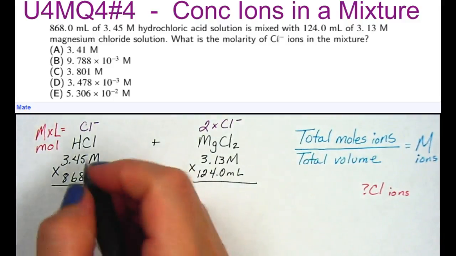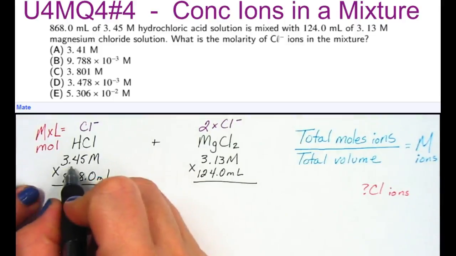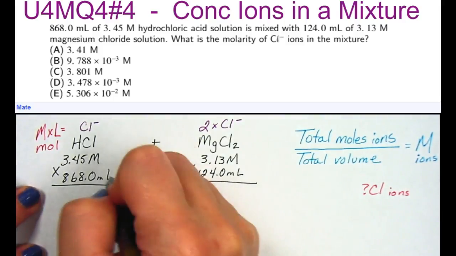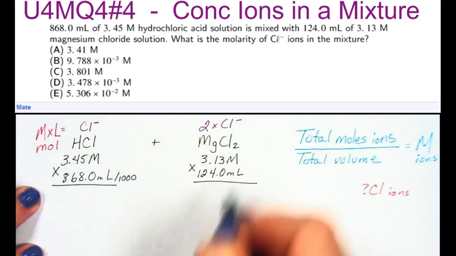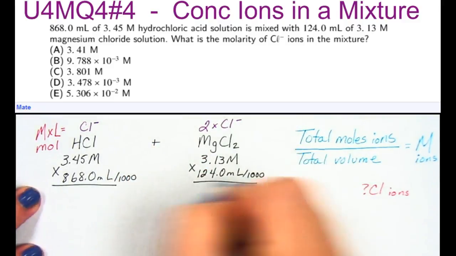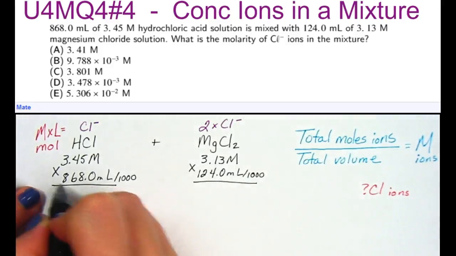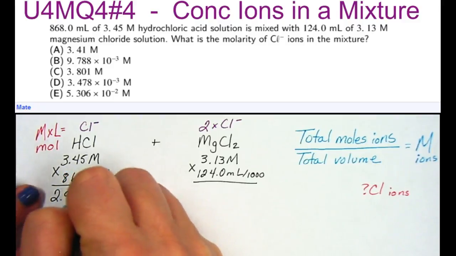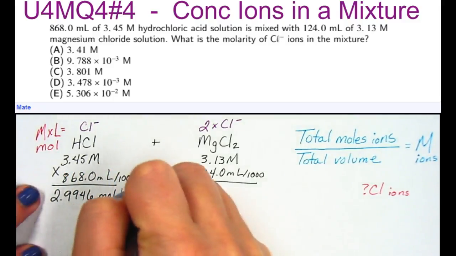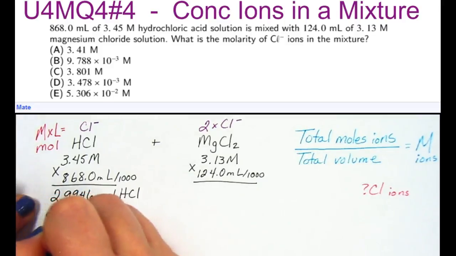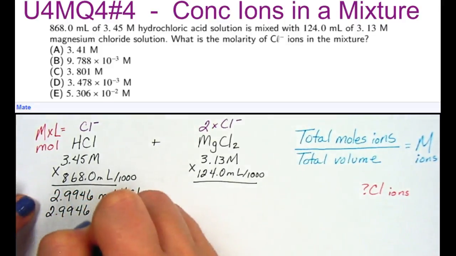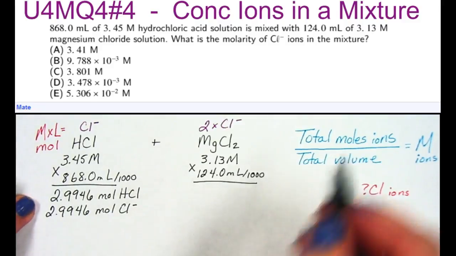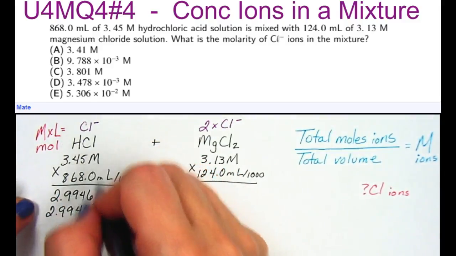So when I multiply these, I'm going to get 3.45 times 0.868, because remember, it needs to be liters, and if I divide both of these volumes by 1,000, it moves the decimal 3 places to the left. So when I multiply these, I get 2.9946 moles of hydrochloric acid, which essentially is how many moles of chloride ions I have from the hydrochloric acid. Remember that this will ionize 100%.